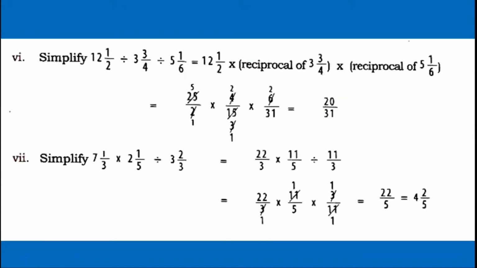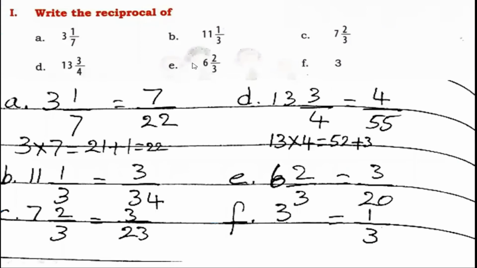Let's do it. Question number 1. Write the reciprocal of A bit, 3 1 by 7. Here 3 into 7 is equal to 21 plus 1 is equal to 22. That is equal to 7 by 22.